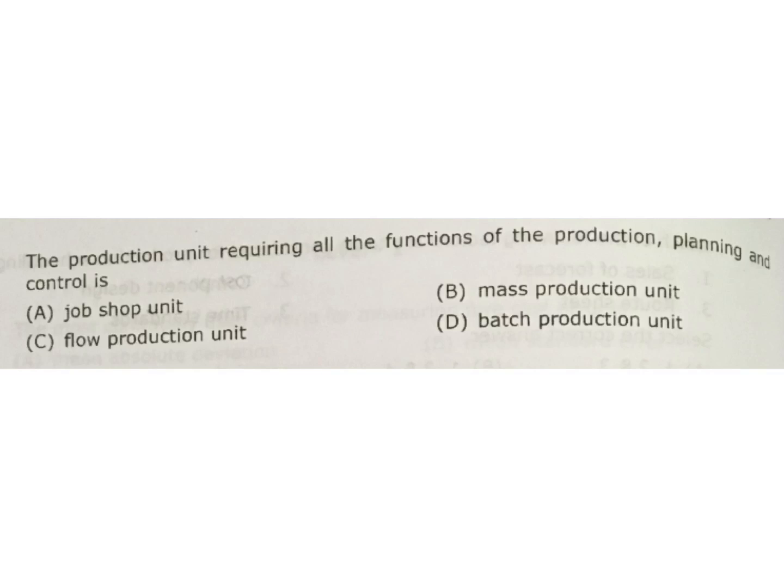The production unit requiring all the functions of production planning and control is: A. job shop unit, B. mass production unit, C. flow production unit, D. batch production unit. Answer is A. Job shop unit.